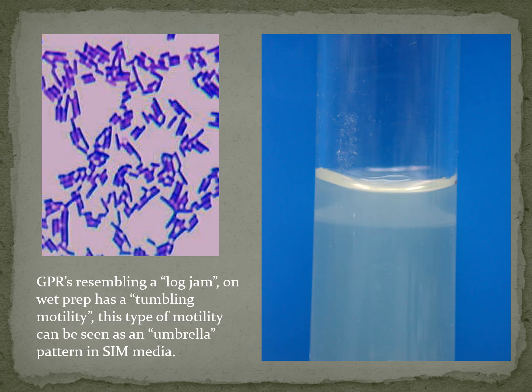Gram-positive rods that are Listeria species look like log jams on the wet prep, log jams on the gram stain, and they have a tumbling motility on the wet prep. This type of motility can be seen in the SIM media, and it's known as an umbrella pattern, and you can see that on the right. There's also a nice picture in your textbook of motility media using Listeria.